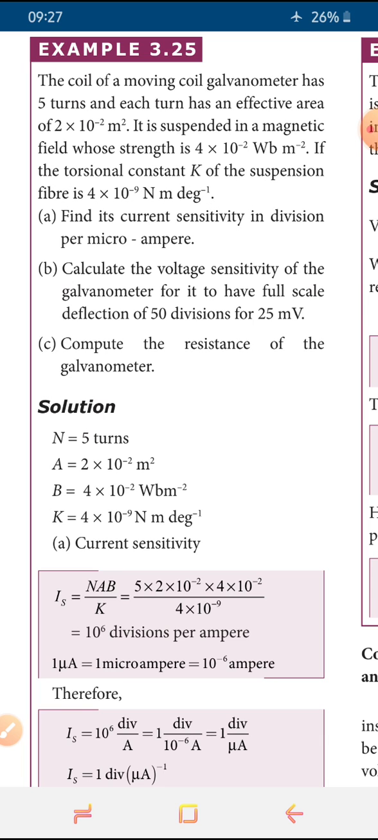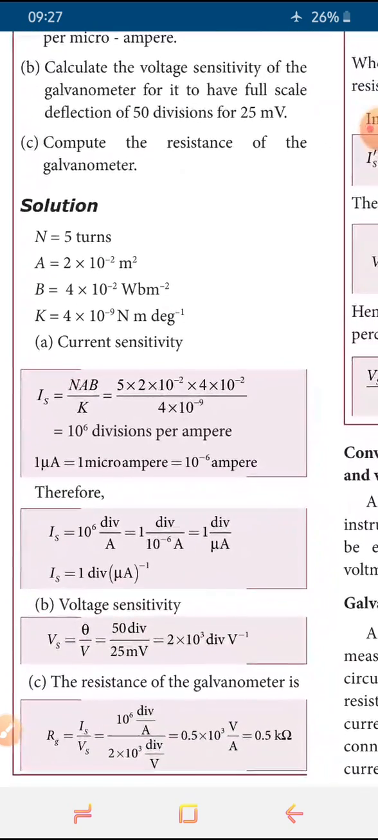First one, find its current sensitivity in division per microampere. And the second question, calculate the voltage sensitivity of the galvanometer for it to have full scale deflection of 50 divisions for 25 millivolts. 1 milli we know is 10 power minus 3. Then the third, calculate the resistance of the galvanometer. So all the given data are noted here in the solution.